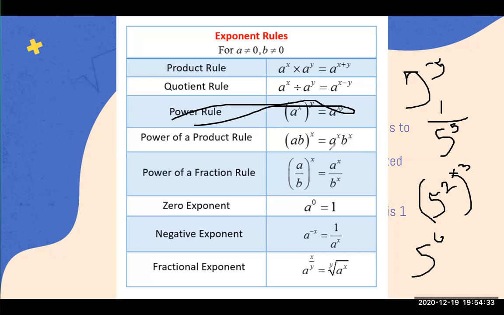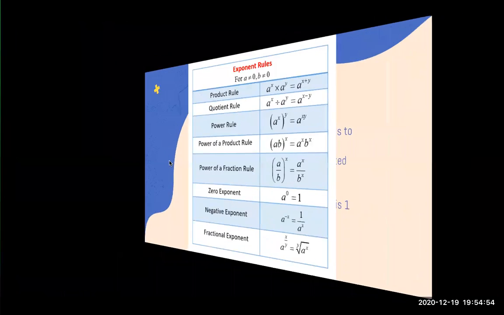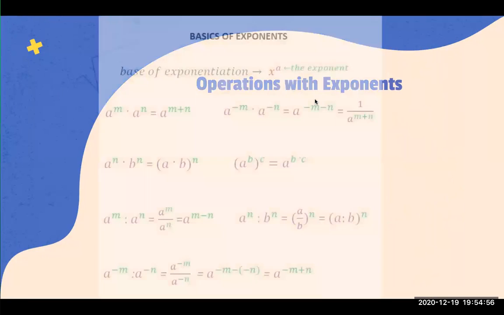So power of a product rule. Yeah, it's the same thing. It's like the distributive property, but it also works for the individual variables and individual things in a term. So yeah, that's pretty cool. And that's basically it. There are the exponent rules. Let's go on to operations with exponents.